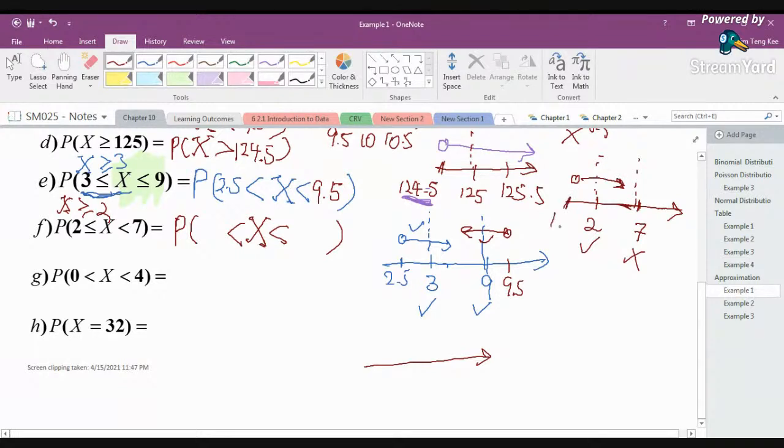So here will be 1.5. I have 1.5 less than x, less than or equal. Then 7, I don't want to include 7. So I should draw the number line less than, on the left of 7. And this part here will refer to 6.5. So it gives me the result 6.5.